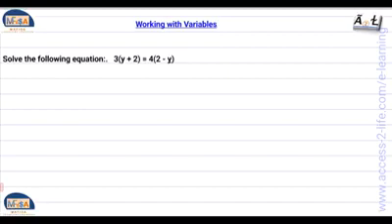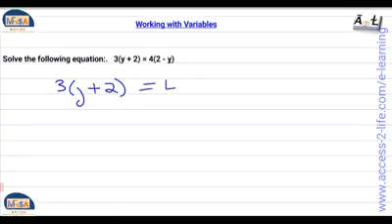In this instance, our variable is y. So we're asked to find the value of y by solving for the following equation. So what we do then is we make y the subject of the formula, and that will give us the value of y such that the left hand side of our equation will be equal to the right hand side of our equation. So let's see what we've got. We've got 3 into y plus 2 being equal to 4 into 2 minus y.